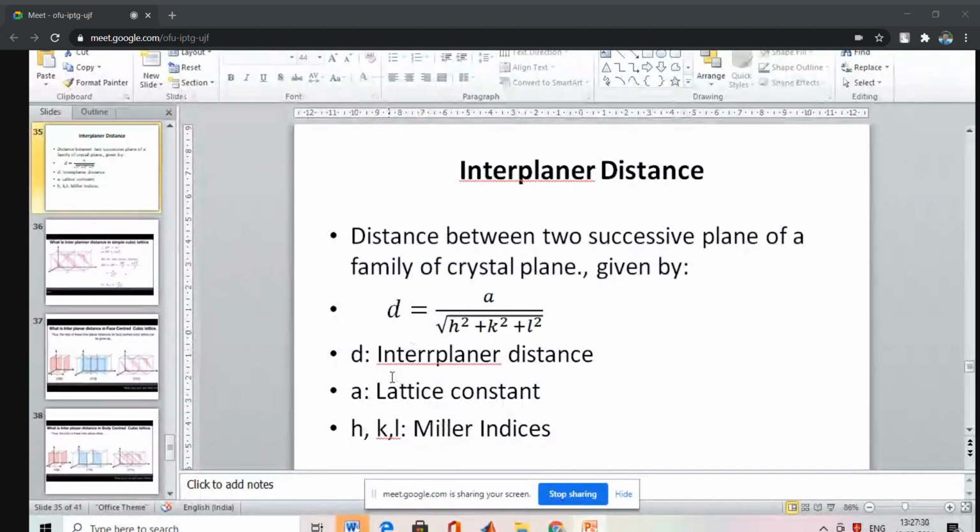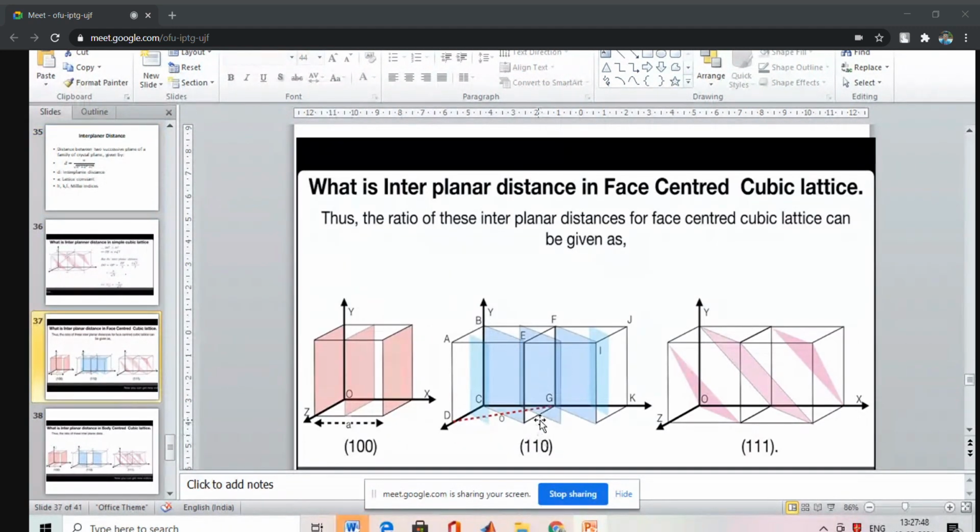Then D110. First write D111, which remains the same, that is A upon root 3. Okay. Then 110 planes. Okay, come to this plane 110.